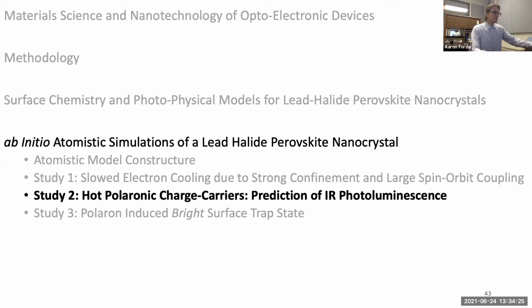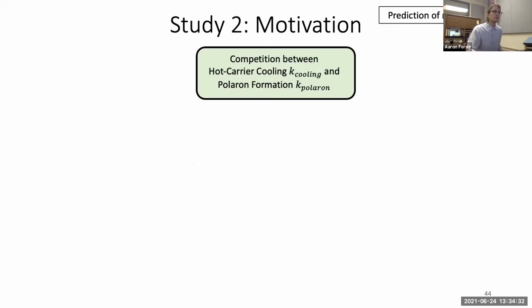So that was study 1. Study 2 is a case of trying to predict a material's property. So for motivation, I'll try to walk you through a quick thought experiment. For photoexcitations, after the initial excitation, it takes time for the lattice to reorganize around the charge carriers. So there's a polaron formation rate that's on the time scale of these cooling rates. So they're competing with each other.